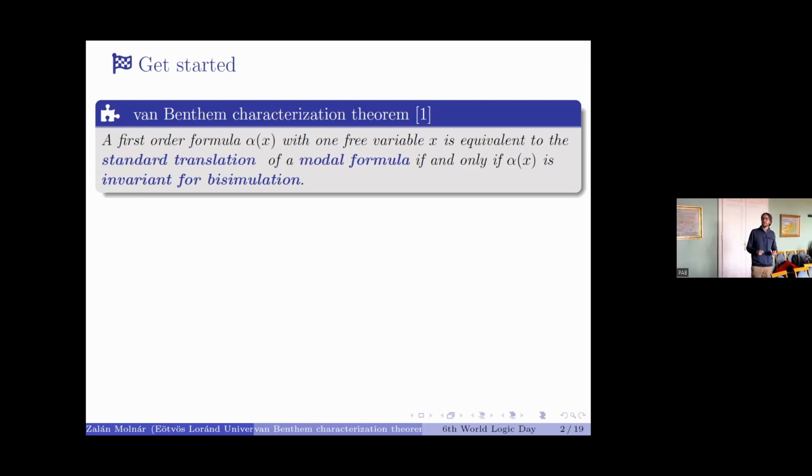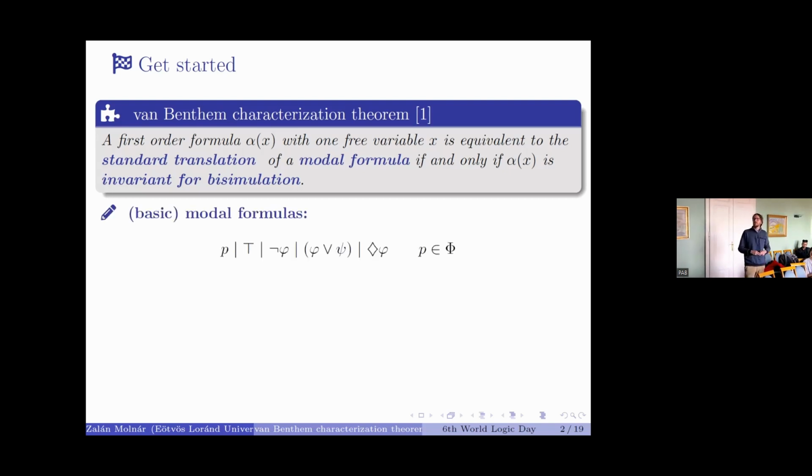And to see this, let us understand what are these notions that the theorem says. Namely, a first order formula with one free variable is equivalent to a standard translation of a modal formula if and only if that first order formula is invariant for bisimulation. So this is a theorem connecting a syntactic condition to a semantic one. And for this, basic modal formulas are nothing but simple extensions of basic propositional logic with these operators.